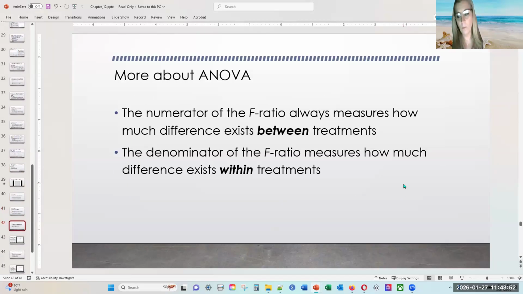All right, so more about ANOVA. The numerator of the F ratio always measures how much difference exists between the treatments. I think we've beaten that one over the head, but just keep that in mind. And the denominator measures how much difference exists within the treatments.